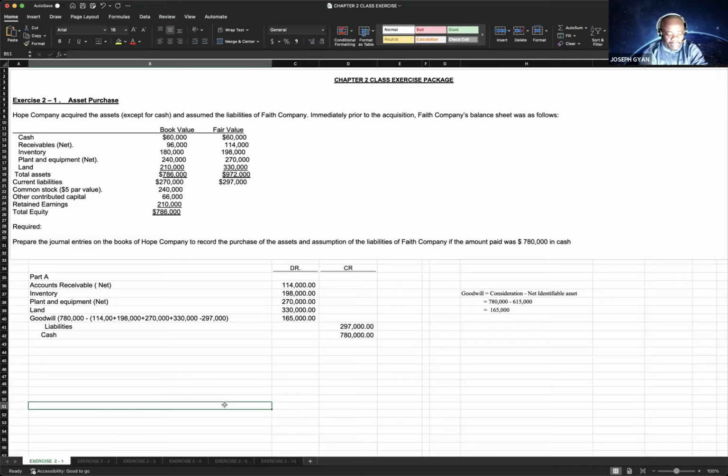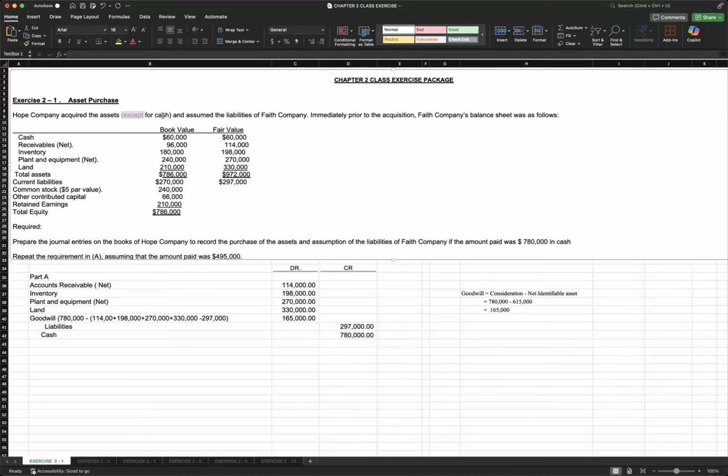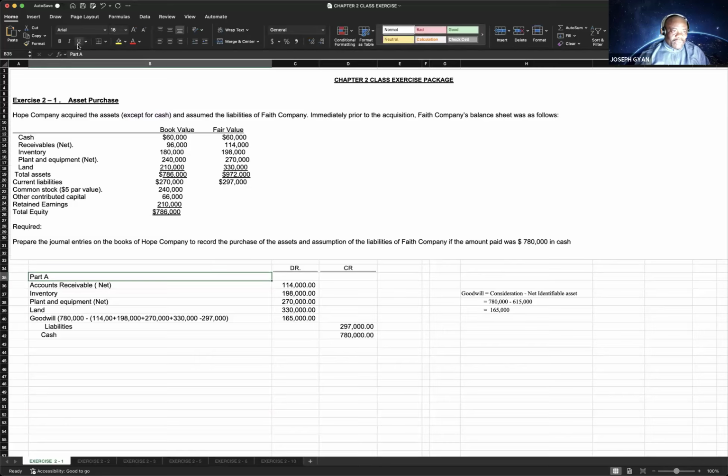Any questions? I have one question. Of course. Why didn't we include the cash, 60,000? Because of here. Thank you. You're welcome. They bought everything except that cash is not included. They are not acquiring the cash of the company. So that's a good question. Thank you. Now let's go to part B.